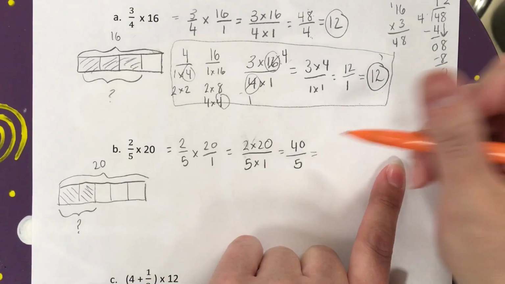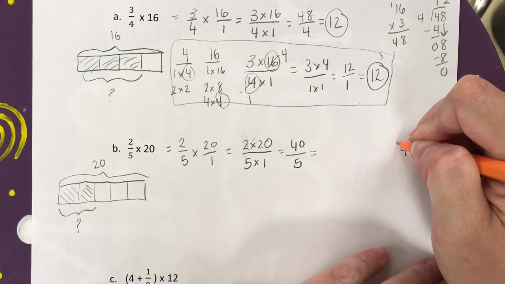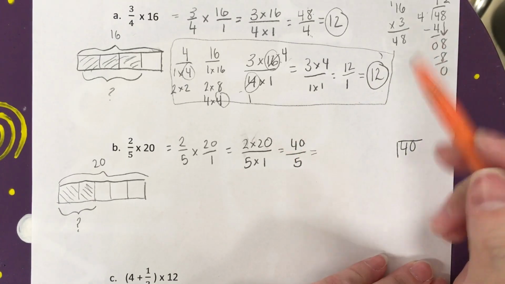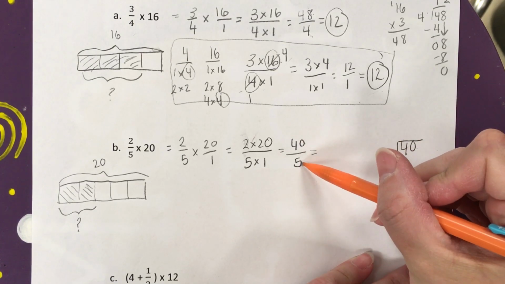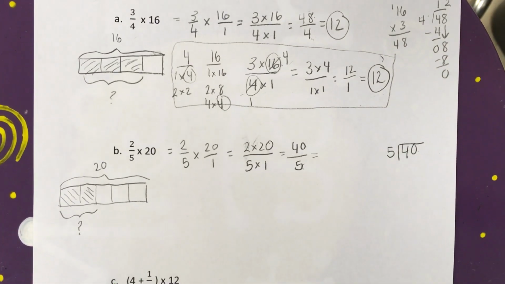So I'm going to go to the side. 40 divided by 5 is how we read that. The number that comes first is our dividend. It goes in the house. And our numerator becomes our dividend. Our denominator is our divisor. And the divisor is the divided by number that goes outside the house.